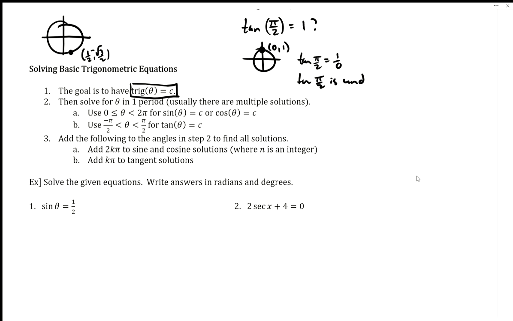So we want that to be just like how number one is. So we have the trig function equal to just a number. And then afterwards, we're going to use the unit circle. So let's see how it works in this problem.